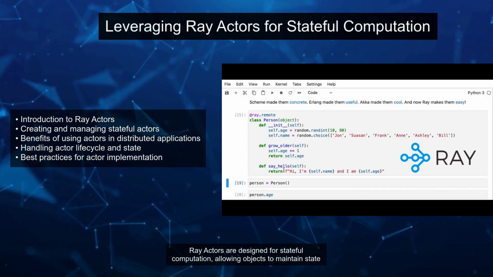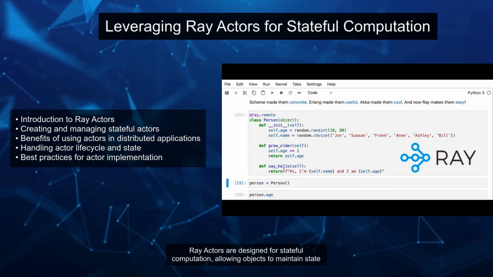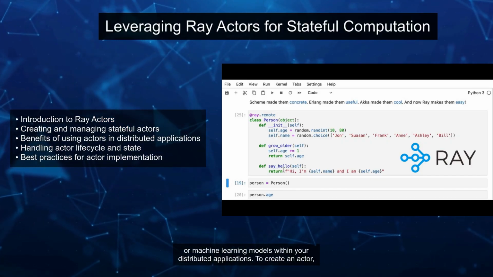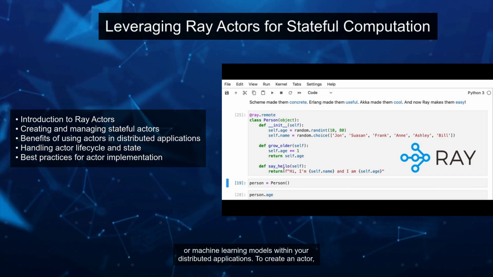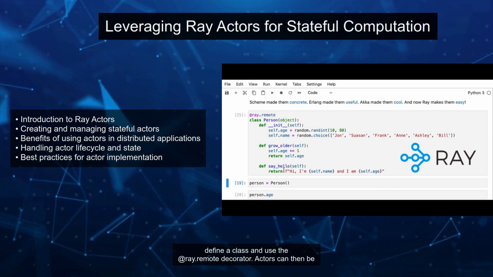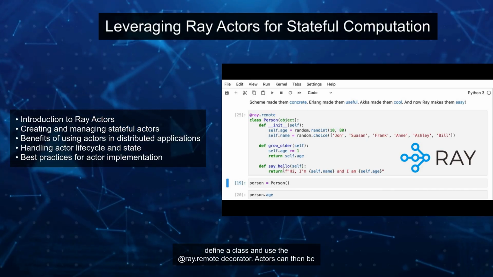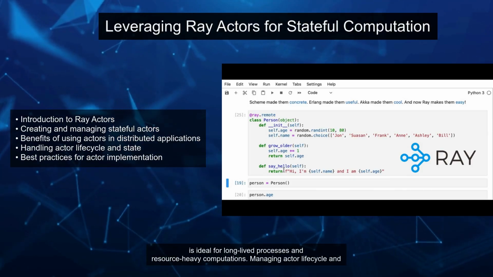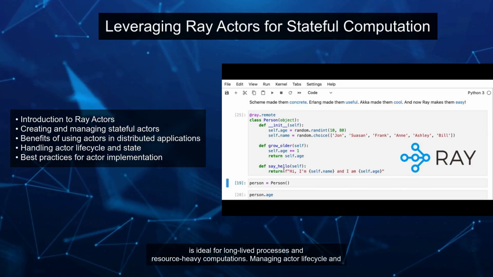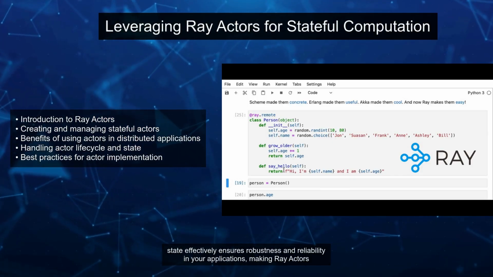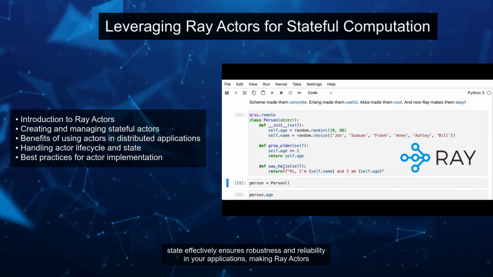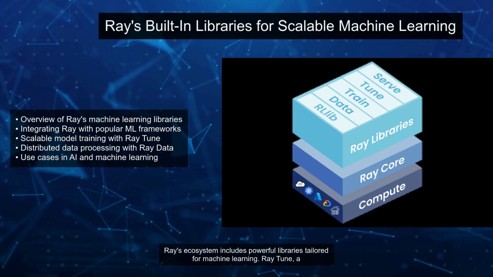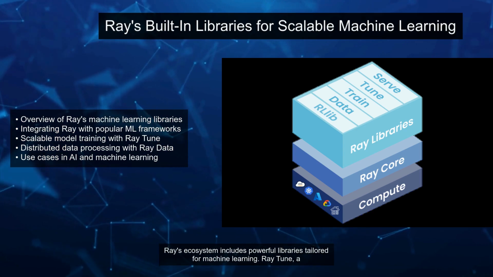Ray actors are designed for stateful computation, allowing objects to maintain state across tasks. By using actors, you can model real-world entities like databases or machine learning models within your distributed applications. To create an actor, define a class and use the @ray.remote decorator. Actors can then be instantiated, and their methods called remotely, maintaining state between calls. This approach is ideal for long-lived processes and resource-heavy computations. Managing actor lifecycle and state effectively ensures robustness and reliability in your applications, making Ray actors a powerful tool for stateful distributed programming.